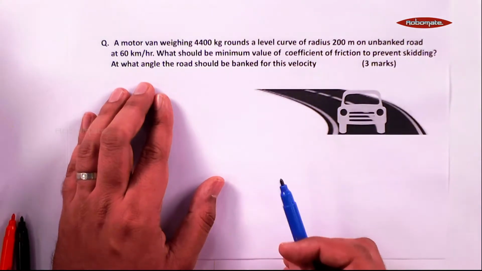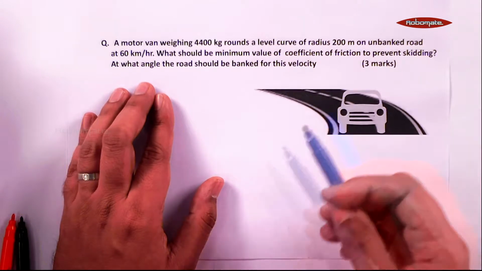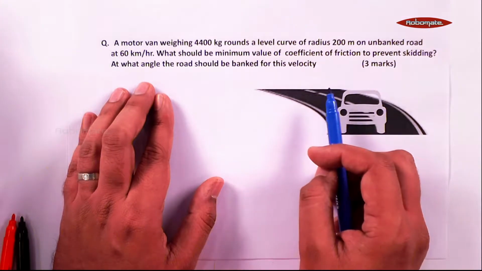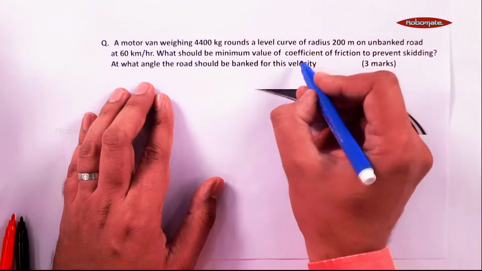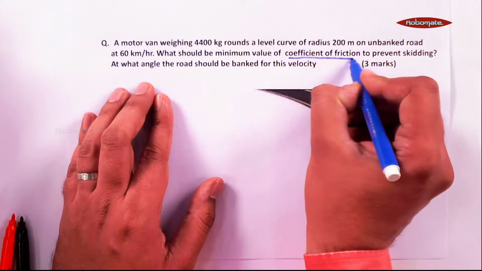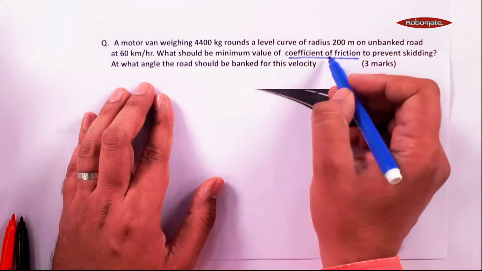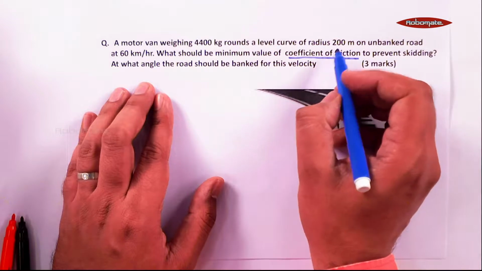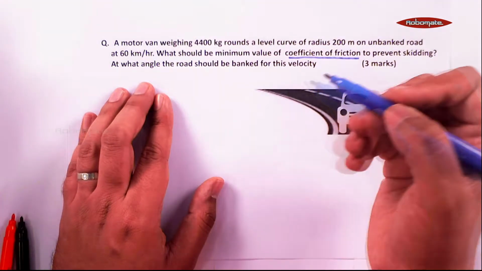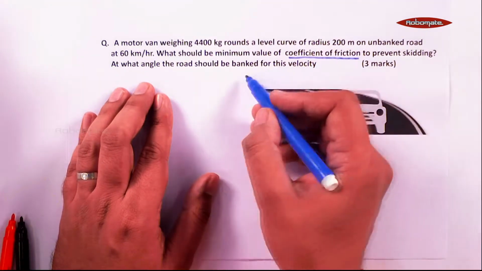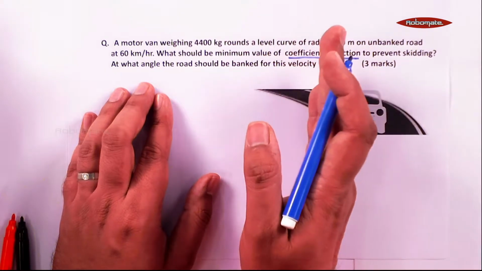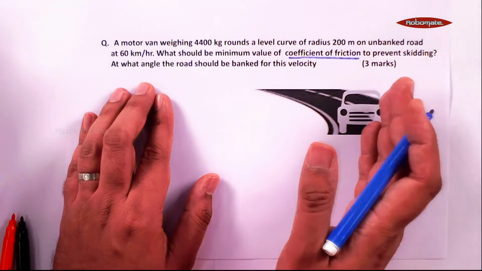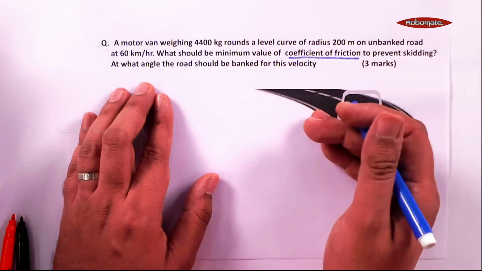So there are two parts. First is a condition where it is not banked, you have to find out the coefficient of friction. Okay, when there is no banking, you have to find out coefficient of friction. And second is you have to consider that suppose if this coefficient of friction is not there, means we don't want to depend on this, then by how much the road should be banked. Okay, because the maximum safe velocity also depends on the angle of banking.